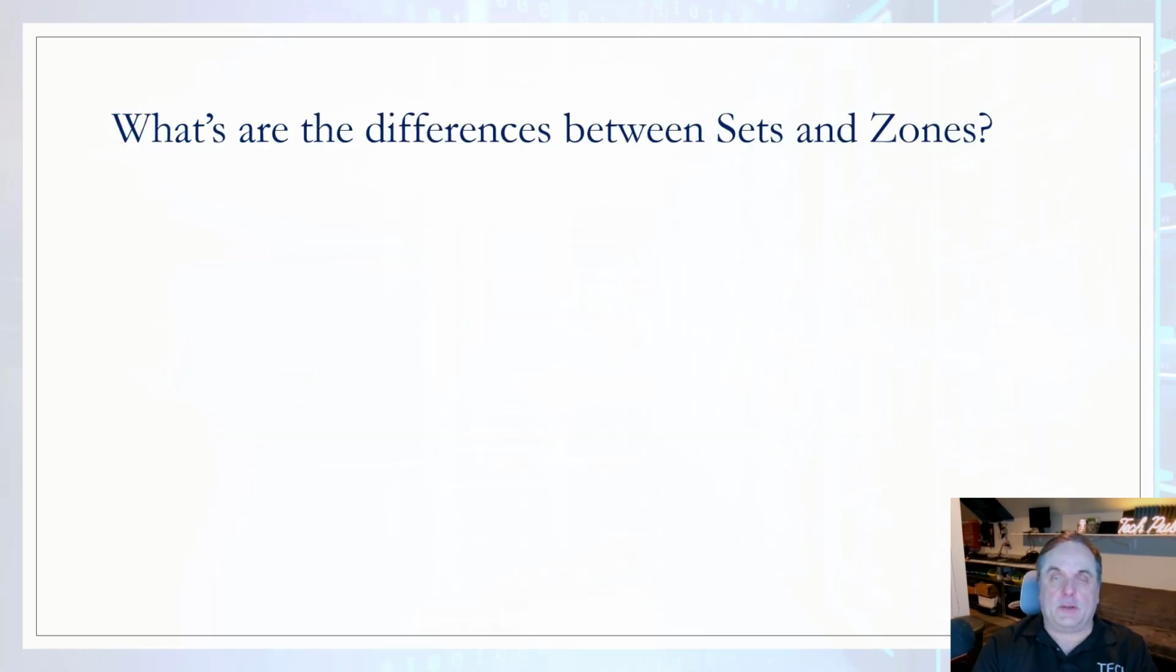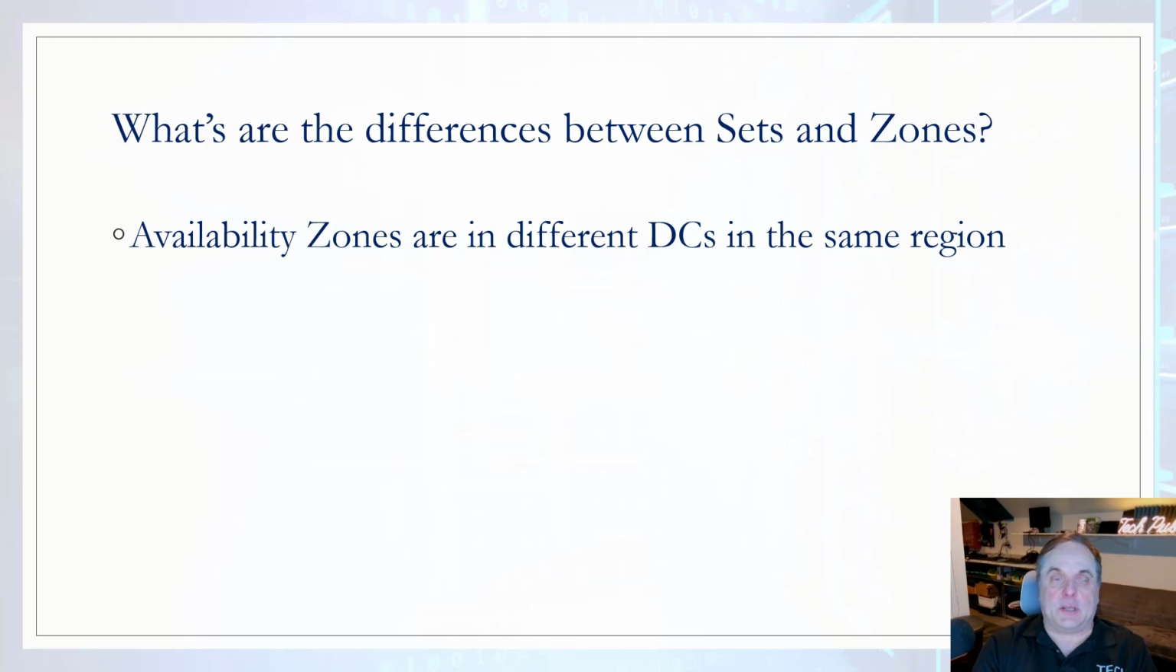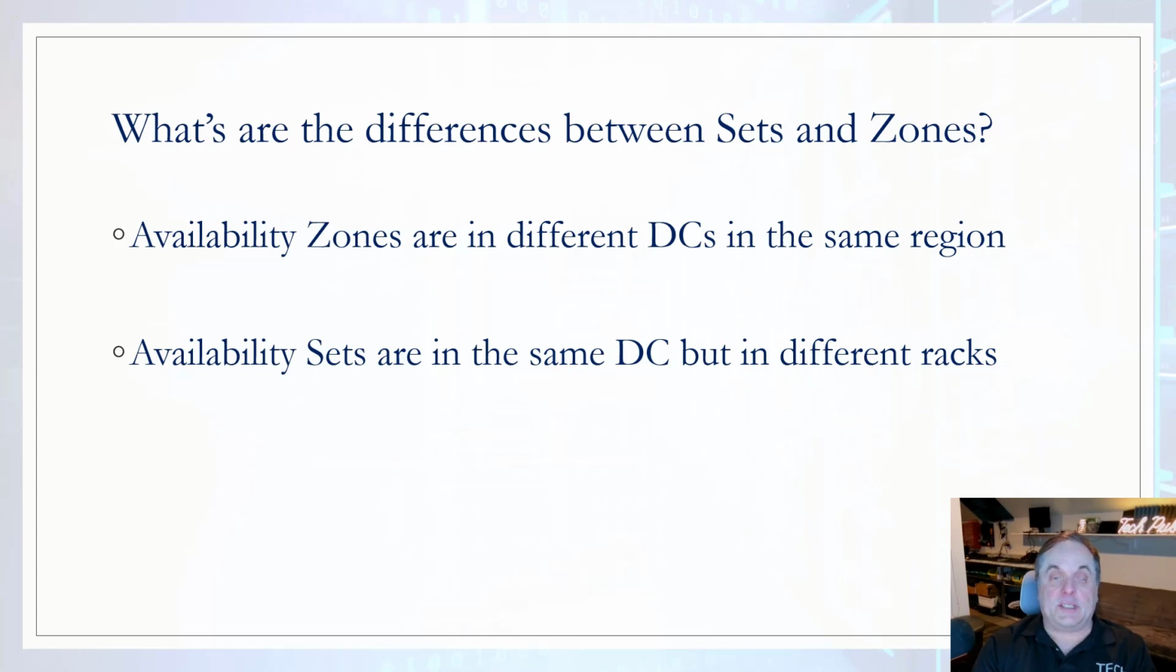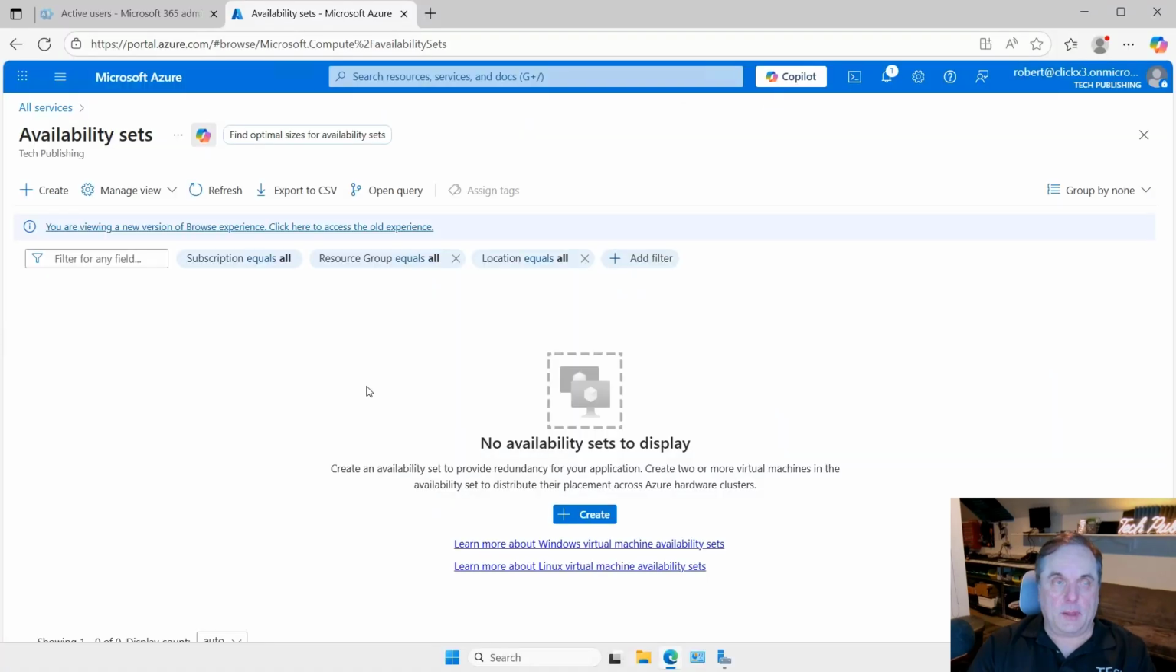So what are the differences between availability sets and zones? Zones are in different data centers in the same region, whereas sets are in the same data center but in different racks. So you can see how zones would definitely give you more protection in case of a disaster than sets would, but of course it's going to also be more expensive.